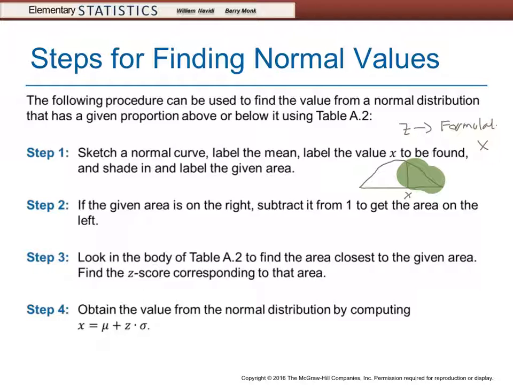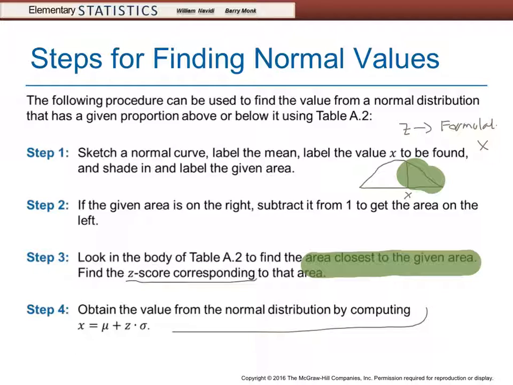So in looking at the body of a table, we look for the area closest to a given area to find the z-score corresponding to the area. If we're given an area, we have to find the area closest to the given area, and then find the z-score corresponding to that area. And then guess what? We put the z value into the formula to find x.